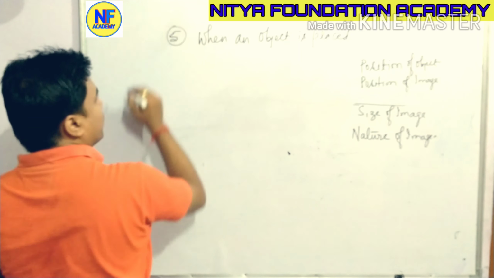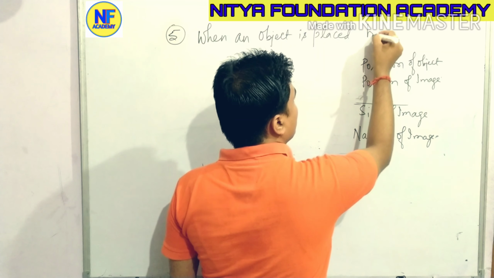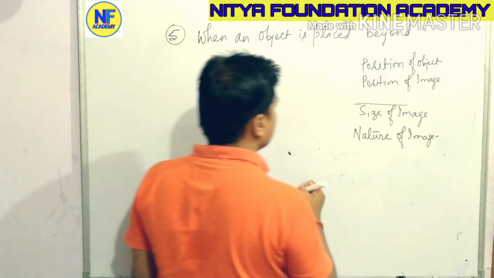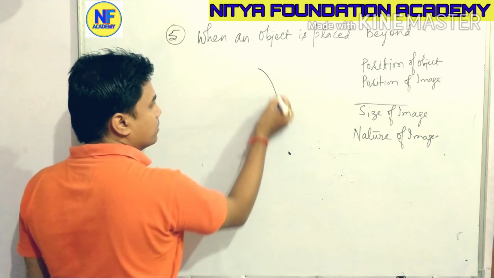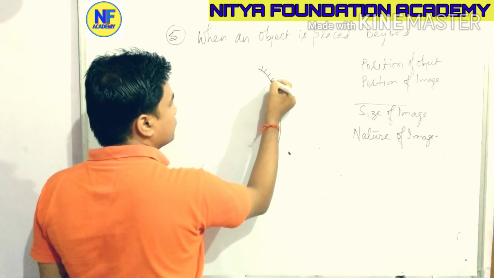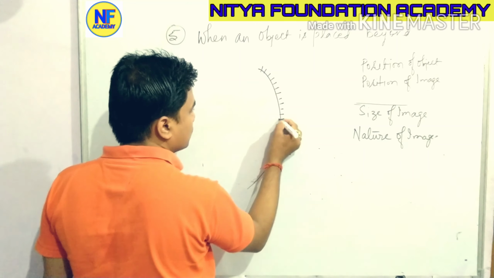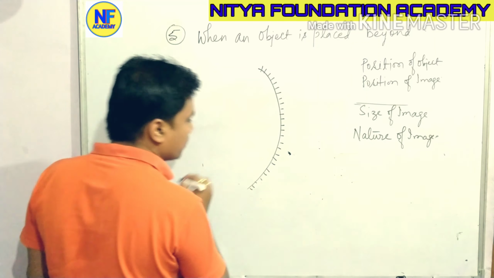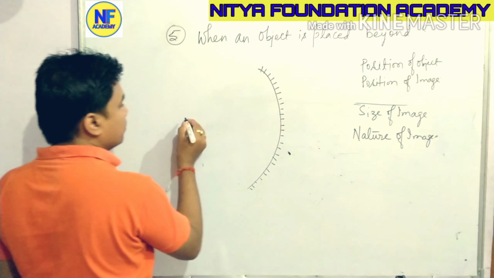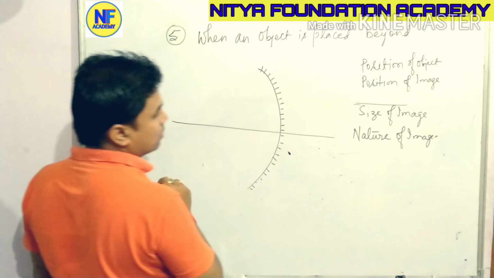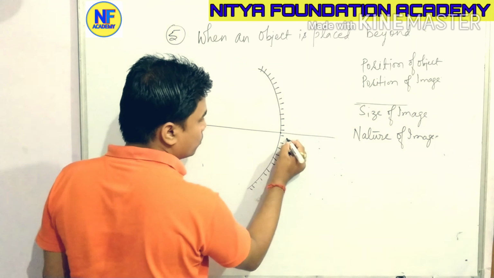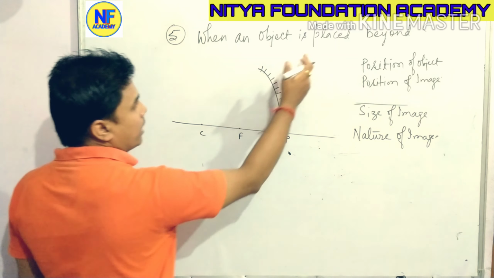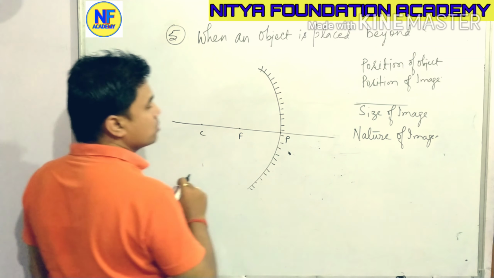So this is our fifth diagram, and an object is placed beyond C, beyond C meaning beyond the center of curvature. First of all we have to make another concave mirror. This is the other concave mirror which we will use for the formation of the diagram where the object is placed beyond C. This is the principal axis, this is the pole, this is the focus, and this is the center of curvature. I wrote here that the object is placed beyond C.